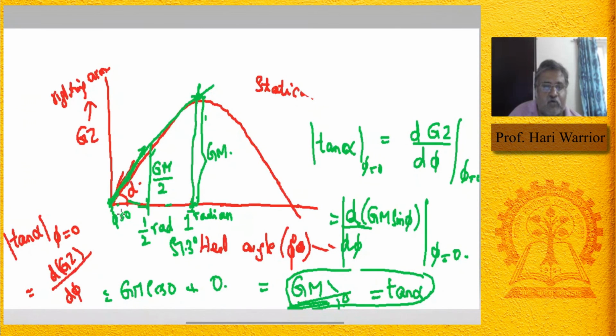You can do it with GM by 4, which is equal to 1 by 4 radian, and the ratio between them will again give this. And when you connect that point to the origin, it will again give you the tangent to that curve at that point, phi equal to 0. Any of these will work, but what is done in practice is to take GM and connect it to the origin. That will give you the tangent to the curve. So that is what it is.